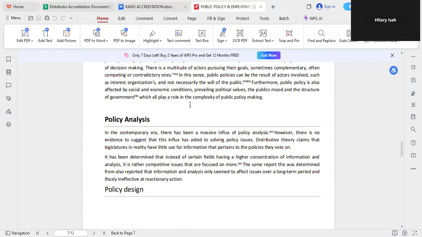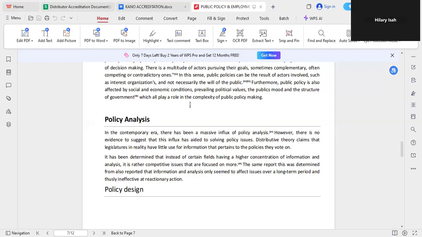And we said in the contemporary era, there has been a massive influx of policy analysis. However, there's no evidence to suggest that this influx has aided in solving policy issues. Distributive theory claims that legislatures in reality have little use for information that pertains to the policies they vote on. It has been determined that instead of certain fields having a higher concentration of information and analysis, it is rather competitive issues that are focused on more.